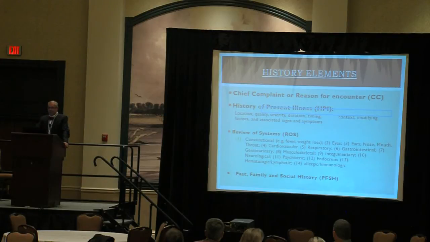So I've added 2 levels of complexity to the fact that it's just depression. Review of symptoms. There are actually 14 different symptoms one can review. They're listed here: constitutional, eyes, ears, nose, psychiatric, and so on. Past family and social history.